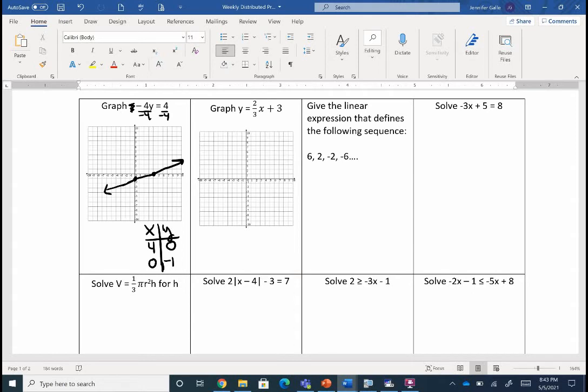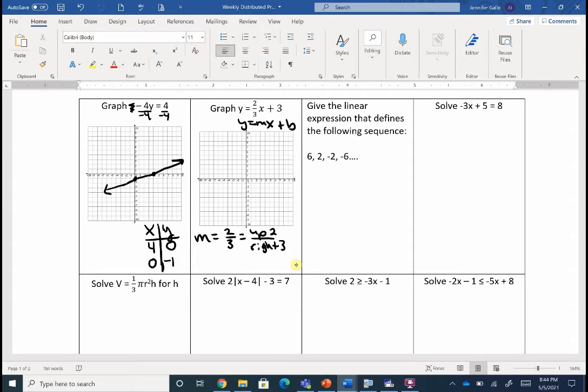The second question in the first row, we again need to graph the linear equation, which will give us a straight line. We have slope-intercept form, y equals mx plus b. So m is our slope. We have a slope of 2/3. 2 is a positive direction, so it means we're going to go up 2. 3 is also positive, so it means we're going to move to the right 3 for our slope.